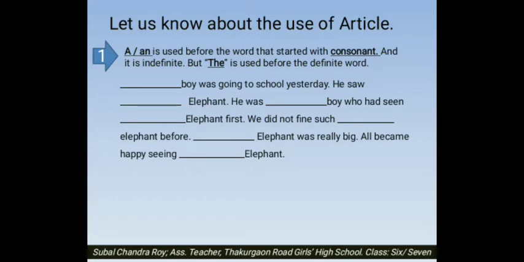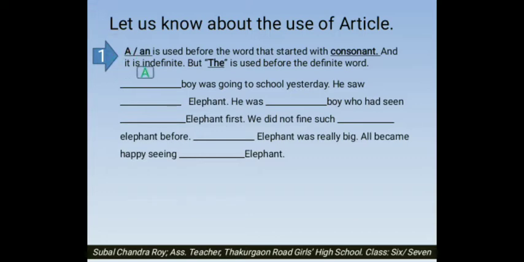We did not find Shah's an elephant. After Shah's and many, we have to use "a" or "an". So we have to use "an" here. We did not find Shah's an elephant before. The elephant was really big. All became very happy seeing the elephant.